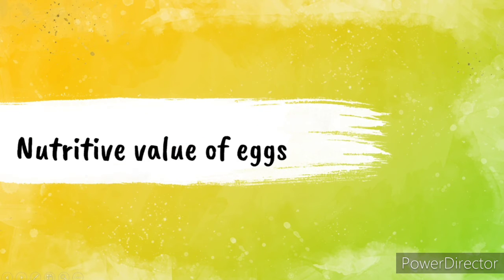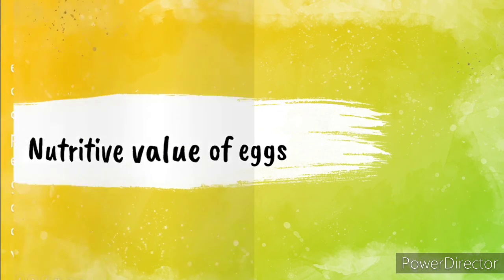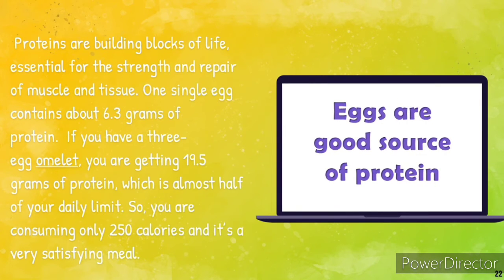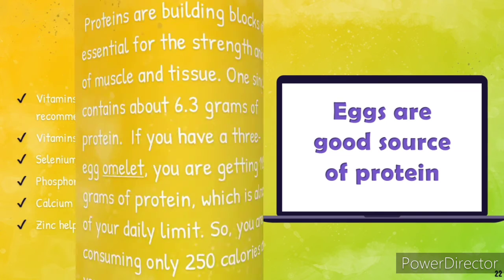Now, let's discuss the nutritive value of eggs. Eggs are a good source of protein. We know that proteins are the building blocks of life. It is essential for the strength and repair of muscle tissue. One single egg contains about 6.3 grams of protein. If you have a 3 egg omelette, you are getting 19.5 grams of protein, which is almost half of your daily limit. You are consuming only 250 calories and it is a very satisfying meal.